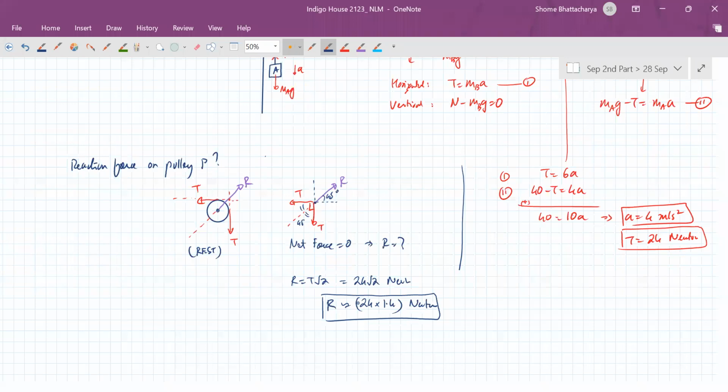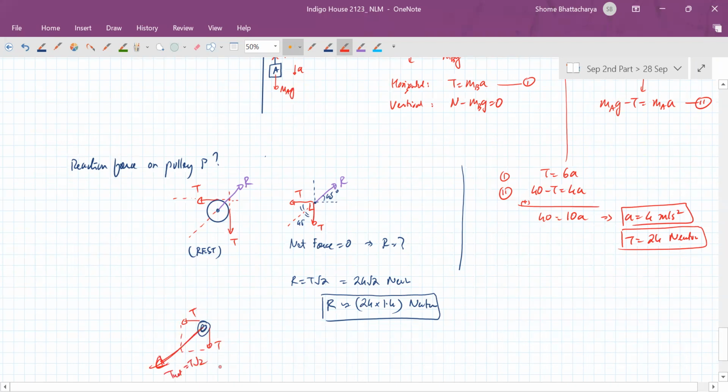Sir, can you explain the concept of reaction pulley again? See, on the disc of the pulley, there is one tension which is pulling it down like this, one more tension which is pulling it like this. So these two together are pulling it in this sort of direction. Like this. So that is pushing it against the hinge. So the hinge is reacting by applying a reaction force which is equal and opposite. Is it clear now?